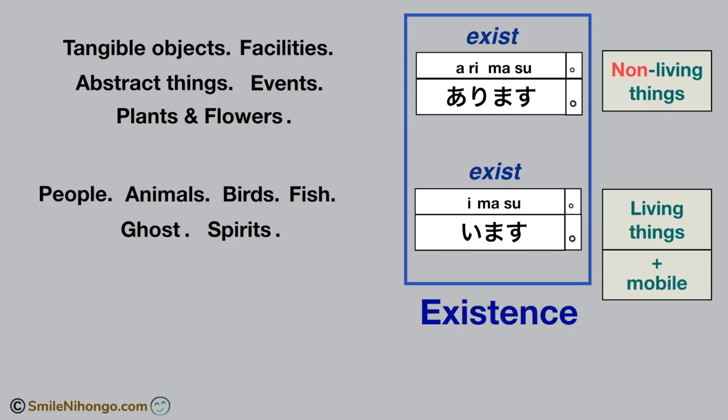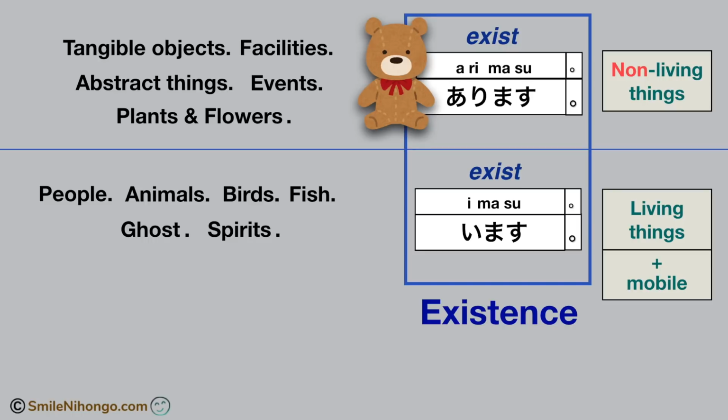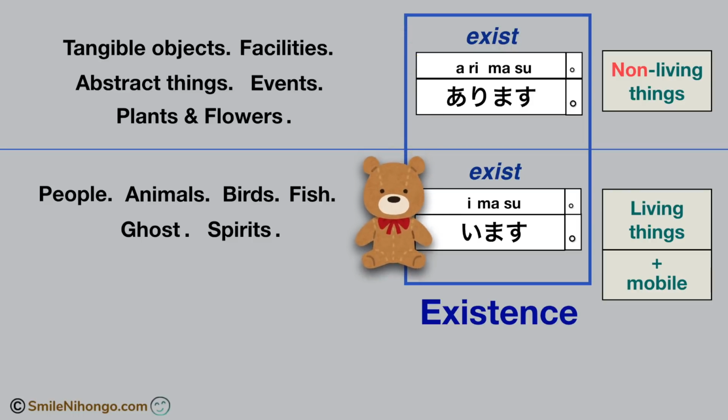I hope you now understand the difference between these two kinds of exist, あります and います. Please remember that it also depends on how the speaker feels about the subject of existence. For instance, if a little girl deeply loves her teddy bear, she would use います to talk about it because to her, the stuffed animal is alive. So it also depends on how the speaker treats the subject of existence.